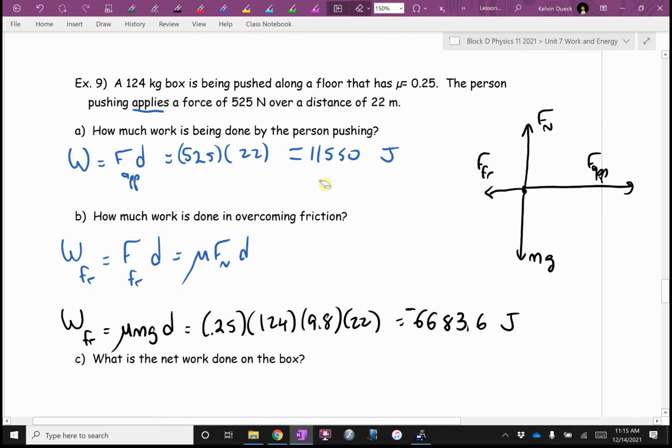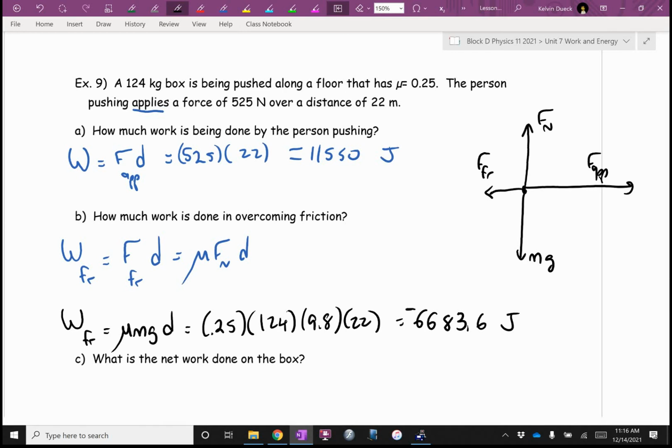We put in 11,550 joules of work energy, but not all of it went into making the box speed up. Some of it just went into heating up the floor, friction. How much? Over half.